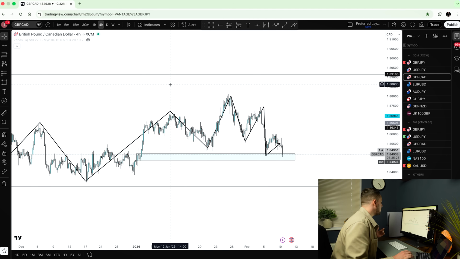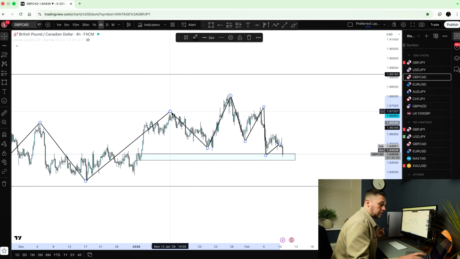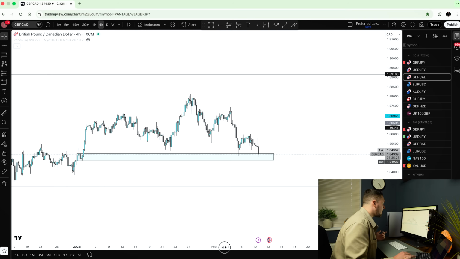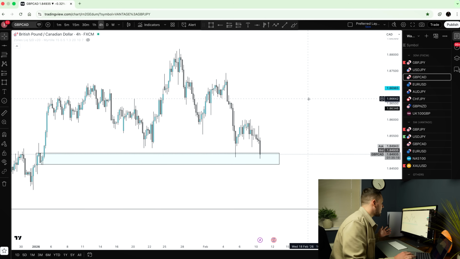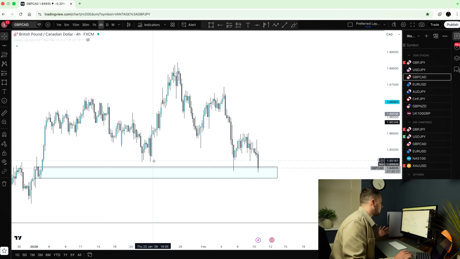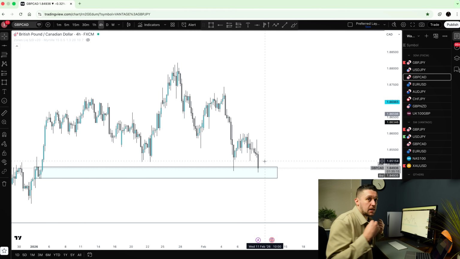Now, if I zoom right in here, if we hadn't uncovered this story, a trader might come in here and think, right, we've broken this low here, we're in a downtrend, I'm going to take a sell.